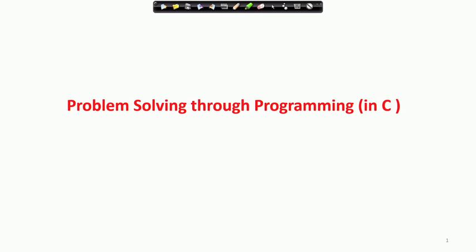So, we move to the next module of this course. In the earlier module, we have seen some example problems which can be solved through programming using computers. And also we said that all problems cannot be solved by computers, right. So, what are the problems that can be solved using computers? That is a natural question that can be asked.